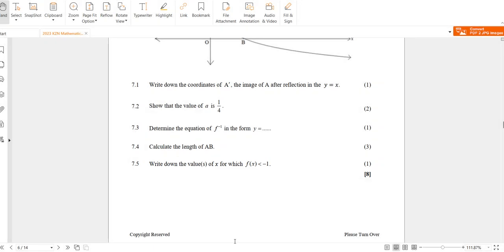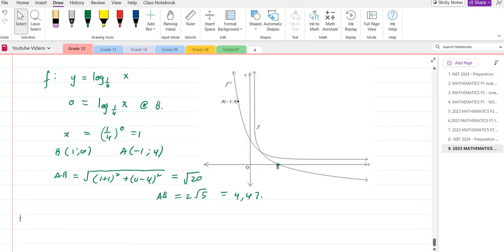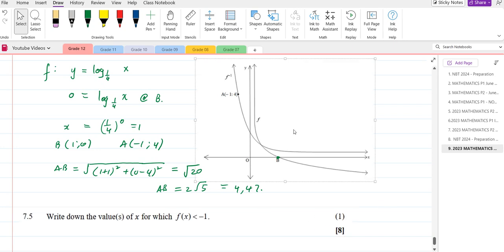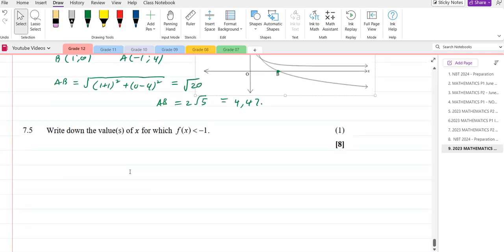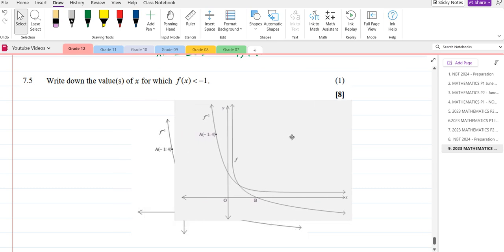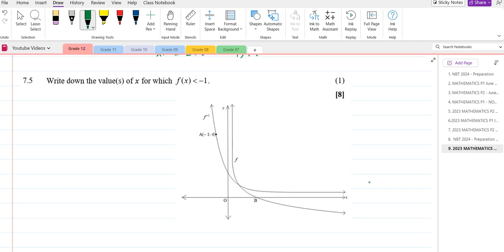7.5, famous question, right? Where we need to look at the graph and solve this. When is f of x less than -1? Right, so let's copy this and put it here because I need to use the graph to solve this. So f of x, when is f of x equal to -1? What is f of x? When is f of x less than -1? So f of x is my log function, right?